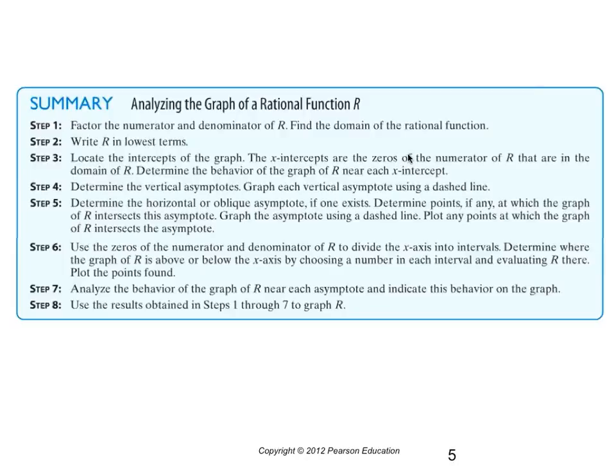Step 6 is to use the zeros of the numerator and the denominator to divide the x-axis into intervals, and then determine whether it's positive or negative, get a couple extra points, and then you can graph. And then you can analyze the behavior of the graph near each asymptote and indicate the behavior, but after you've done steps 1 through 6, it should be enough to graph.